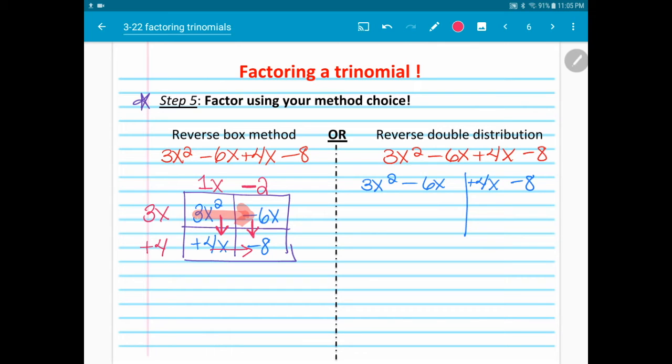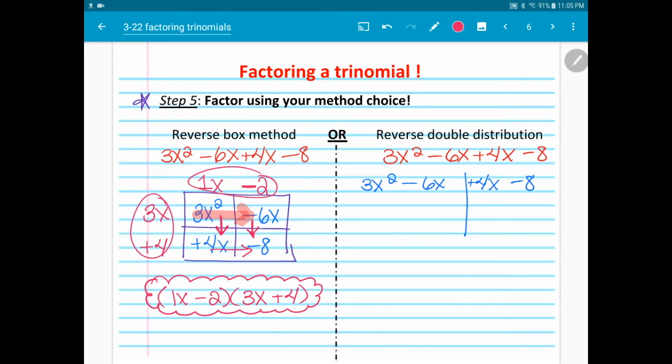Okay, so these two things are going to be our binomials. So I have 1x minus 2 and 3x plus 4. And that's reverse box method. Remember, our goal is to undo the original. So our original was the trinomial, and now we're undoing it so that we have two binomials. So if I were to do the opposite and multiply, I should get my original answer.